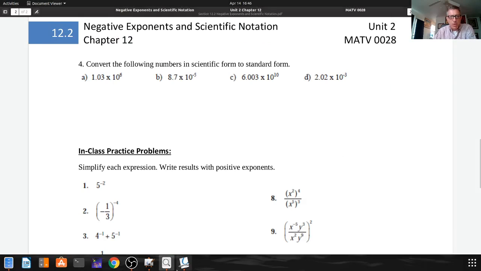So I forgot one thing. I don't know how I forgot it. I was looking right at it. We need to do problem 4 on 12.2, which is the opposite. We're going to be given numbers in scientific notation, and we're going to convert them into standard form.